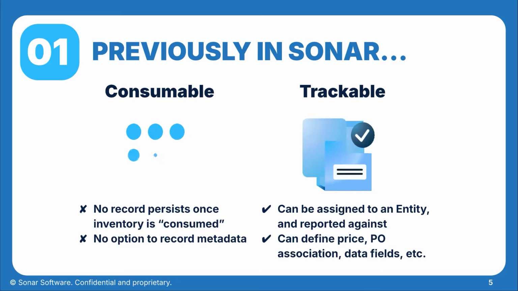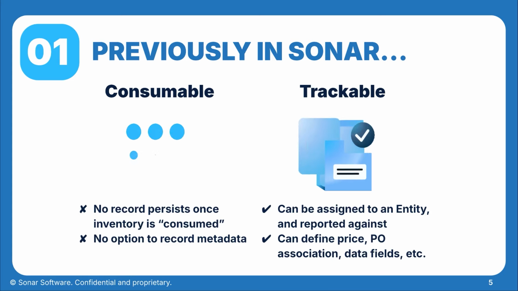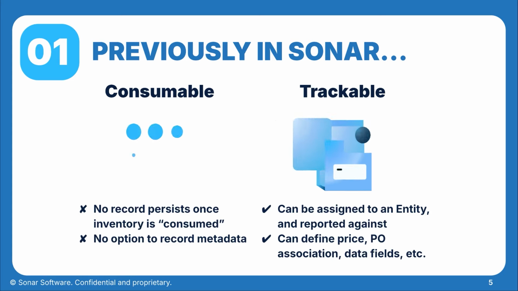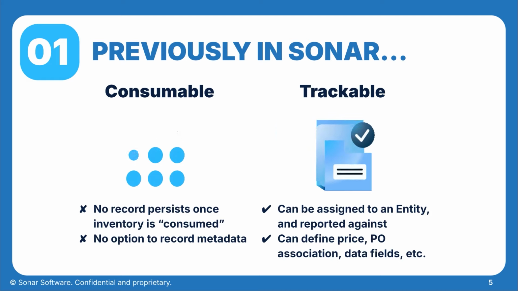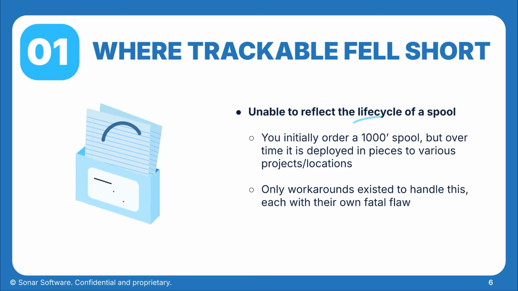Trackable, on the other hand, can be assigned to an entity and reported against, which is obviously very important for anything that you do want to be able to keep an eye on over time. And it can have the purchase price defined, purchase order associations, any sort of custom data fields, etc. You can have that represented with trackable. So trackable obviously sounds like a better fit for this, but it did fall short, and we're going to talk about that. I think the easiest way to explain where it fell short: you weren't able to reflect the full life cycle of the spool, at least without a ton of work.